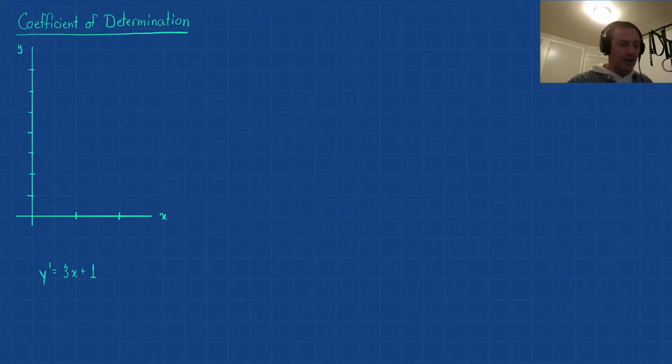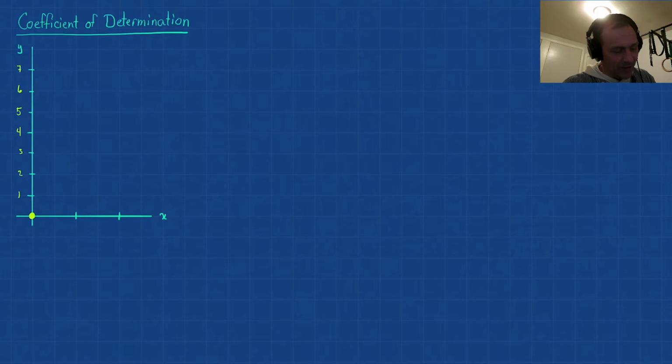So I've got a grid laid out here, and I'm going to give us a data set. And here's the data set. The data set is the point 0, 0, so I'll put a dot there. It's the point 1, 6. So let's see, here's 1, 2, 3, 4, 5, 6. Oh, let's go to 7, for good measure. So the point 1, 6 is going to be right there.